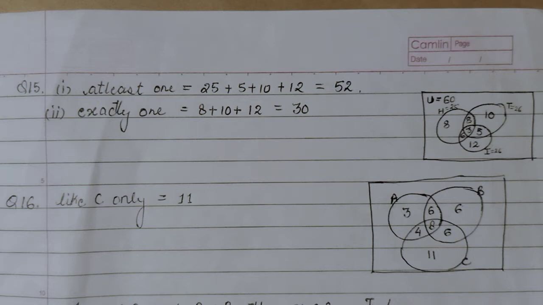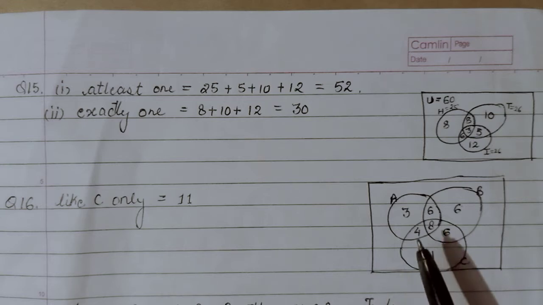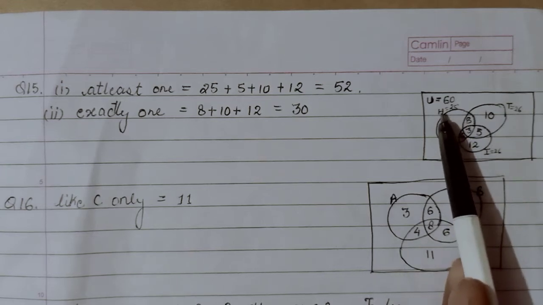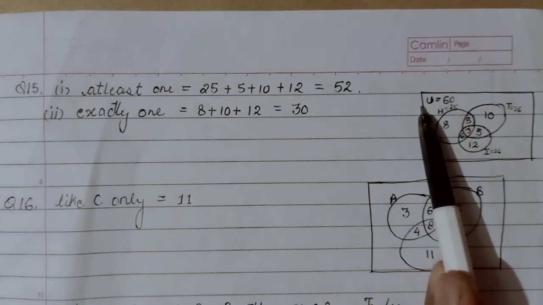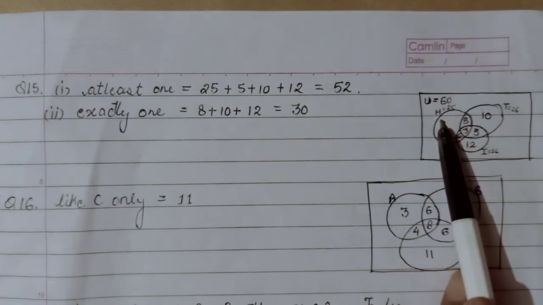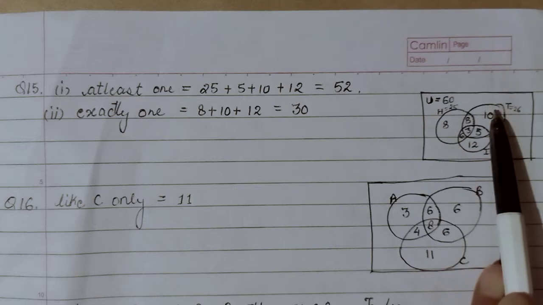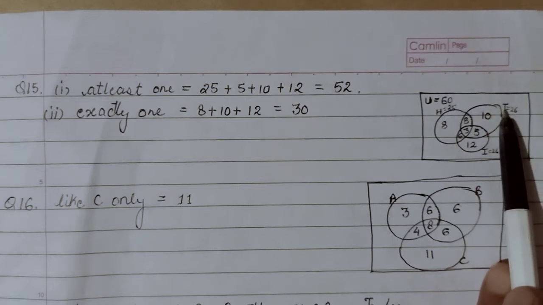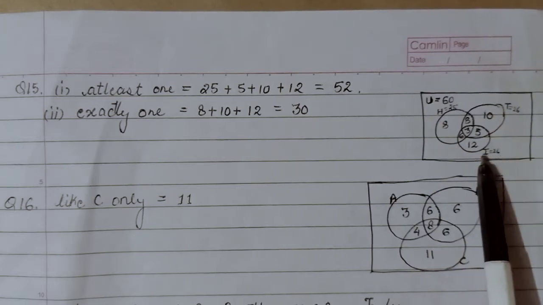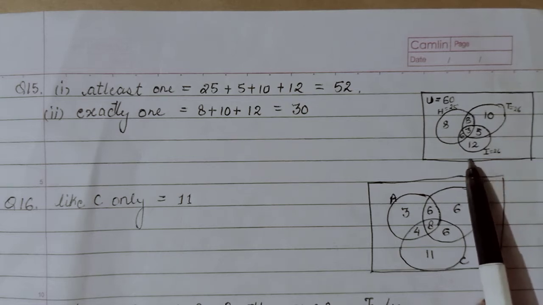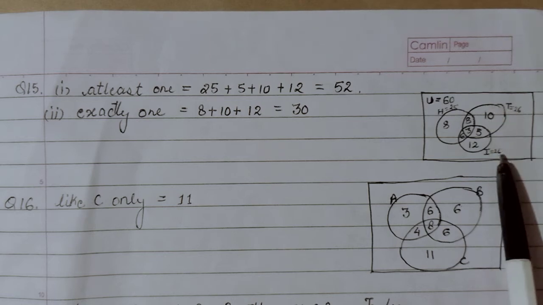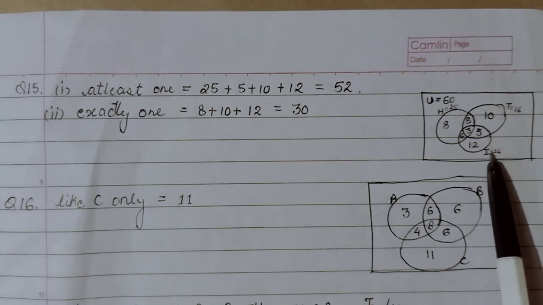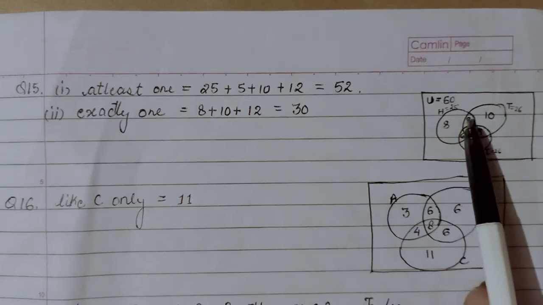Okay, so for the 15th question, children, it was given that in a group of 60 people, so that is the cardinal number of the universal set. That is how we show it. Then 25 like Hindustan Times, 26 for Times of India, and 26 for Indian Express, something like that it was. So these are the cardinal numbers of H, T and I, and then you were given the cardinal number of the intersection of 2 and also the intersection of 3.